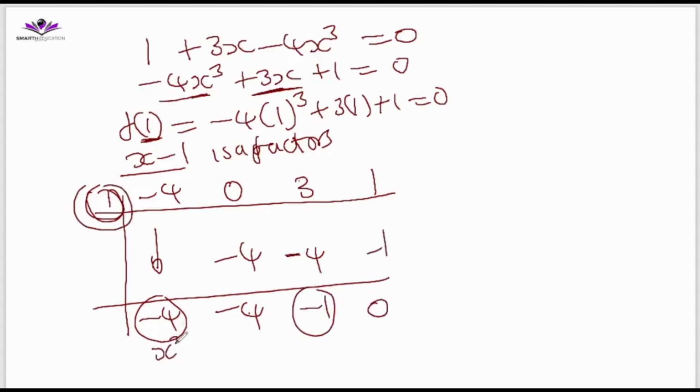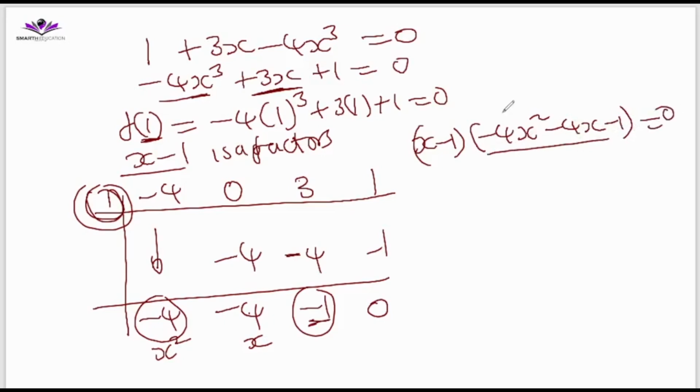This is the coefficient of x squared, this is the coefficient of x, and this is the constant. So we have x minus 1, and then negative 4x squared minus 4x minus 1. We can divide everything by negative 1 here so that we have 4x squared plus 4x plus 1. But it's fine. You can use the quadratic formula as it is.